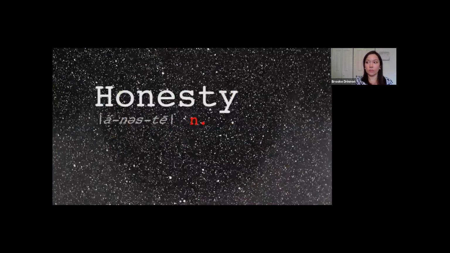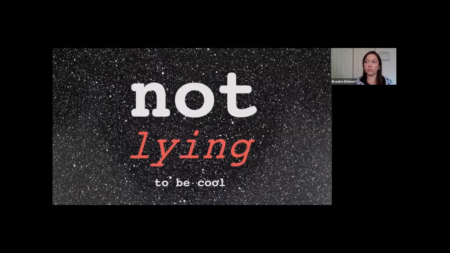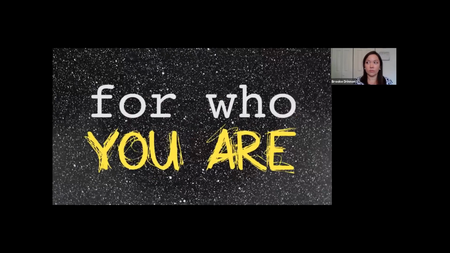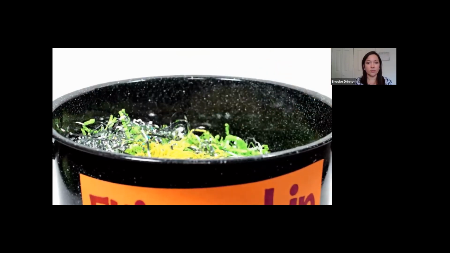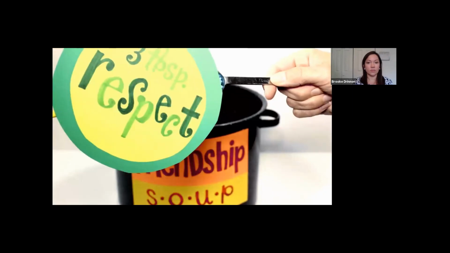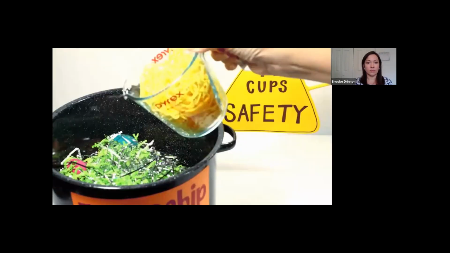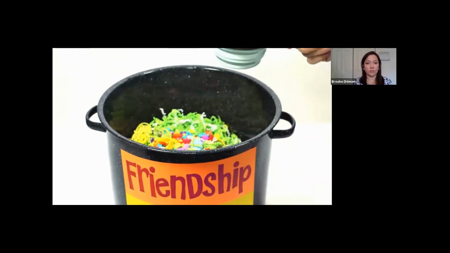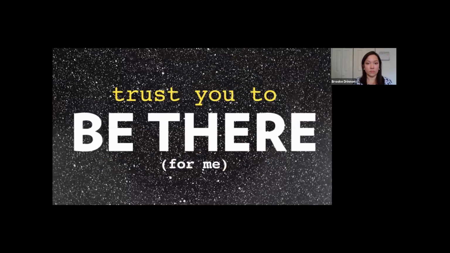How would you describe honesty? Honesty is just being honest to your friends, like not lying to be cool or like them. Just be yourself so they can like you for who you are. Does being honest lead to another ingredient? A teaspoon of arguments. Oh, that can get sticky. What goes well with that? 3 tablespoons of respect. I would add 1.5 cups of safety and a cup of trust. How would you explain trust? Trust is definitely something where, like, I could go up to you and tell you something that I've never told anybody else and, like, trust you to be there for me.